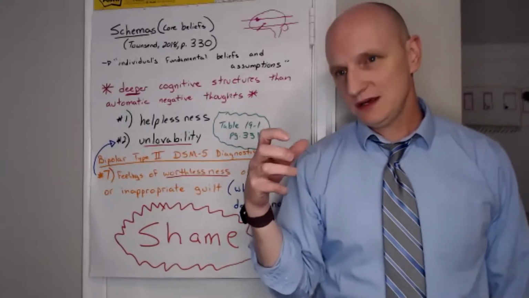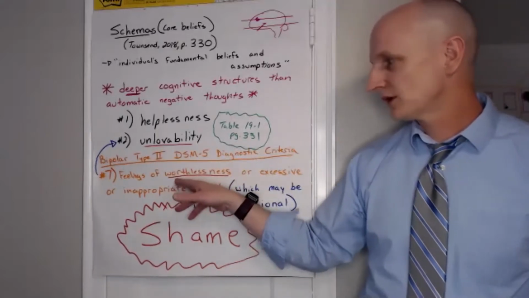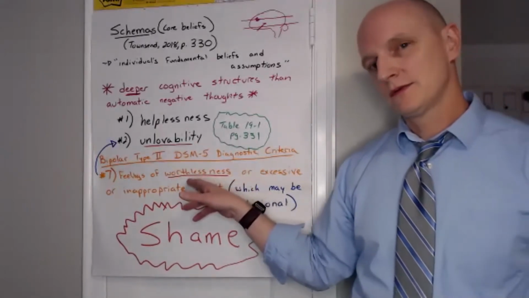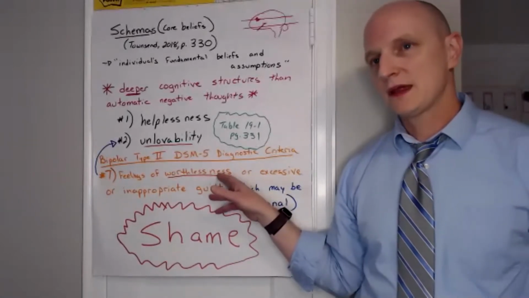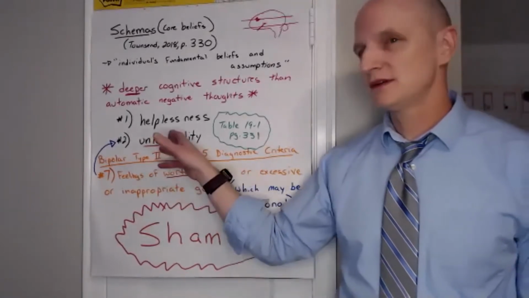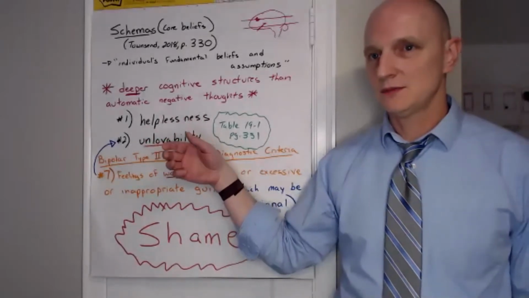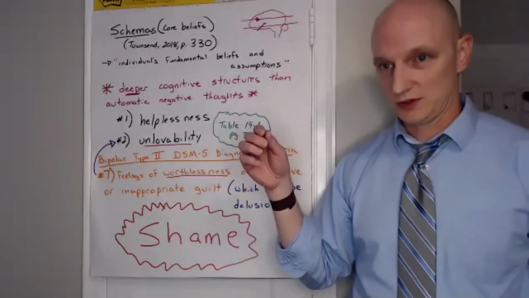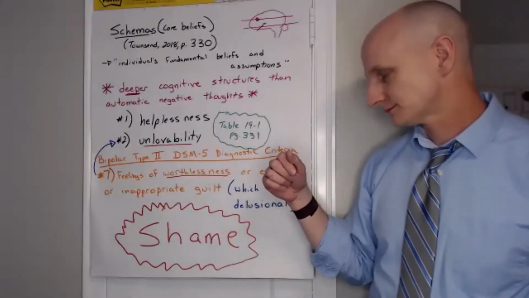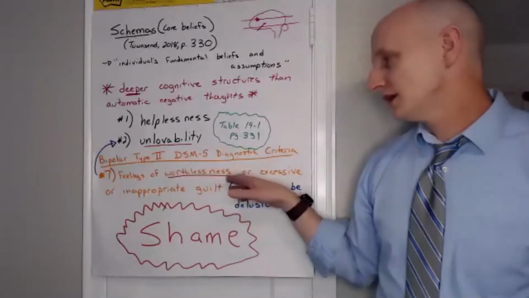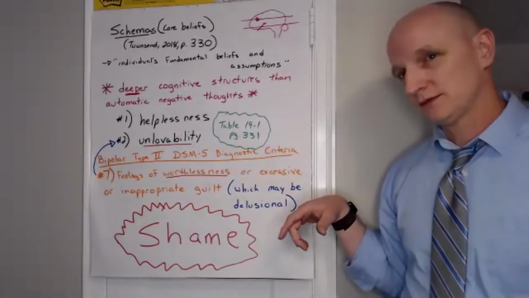In the DSM, under bipolar type 2, they use the phrase feelings of worthlessness. To me, that's essentially the same thing as unlovability. Basically, different researchers are using different words to mean essentially the same thing. Or excessive or inappropriate guilt, which may be delusional.